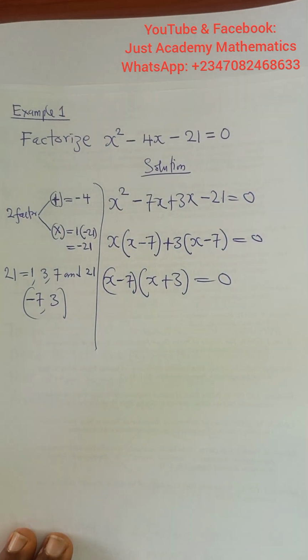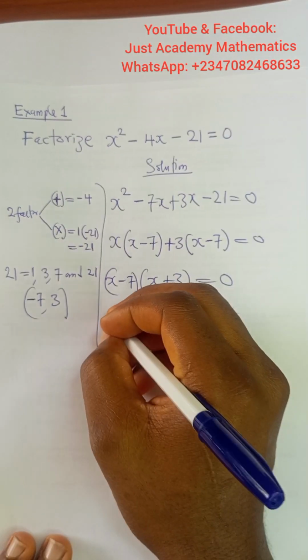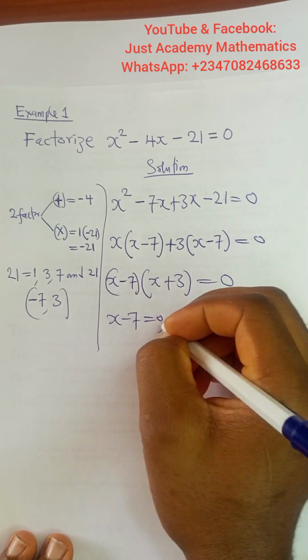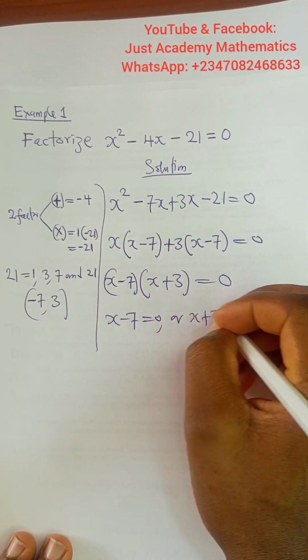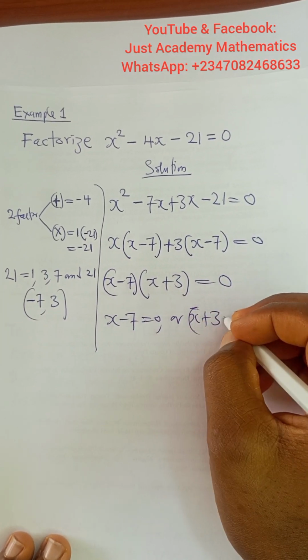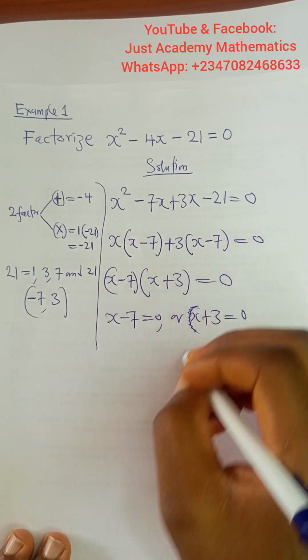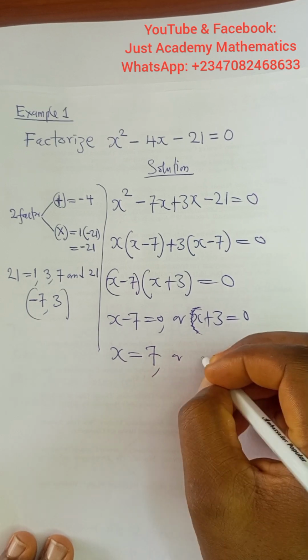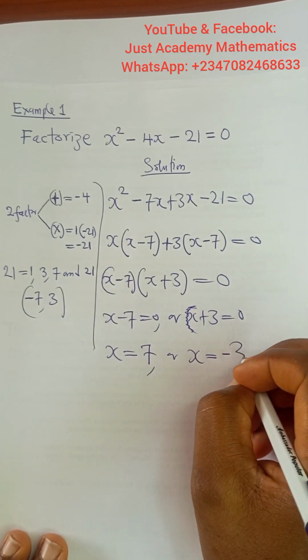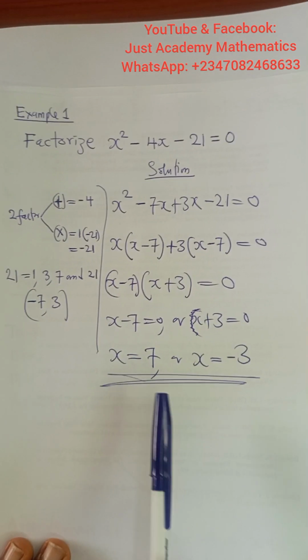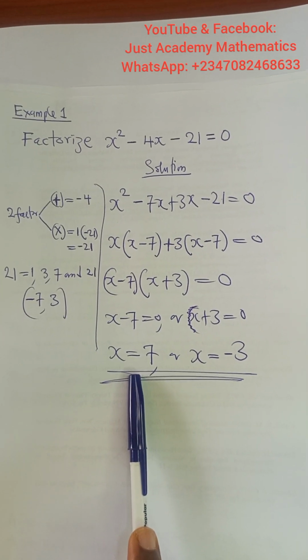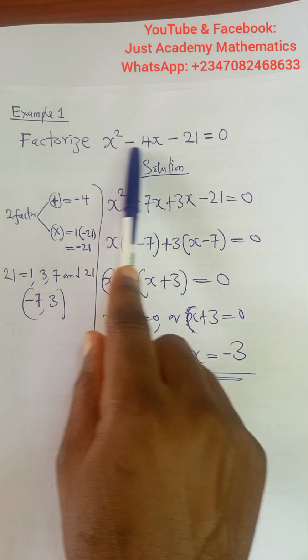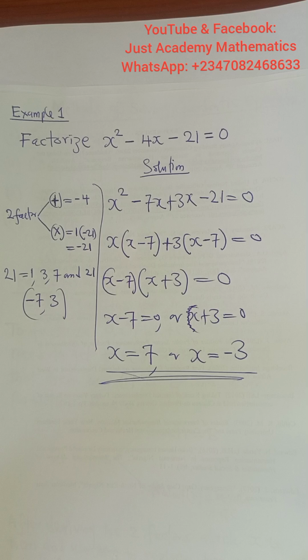Equals 0. So from here, we separate that s minus 7 equals 0, or s plus 3 equals 0. There is no need for this bracket again. So we conclude that s equals 7, or s equals minus 3. So these are the two answers that gave birth to this equation. And this is how to factorize a quadratic equation in one variable.